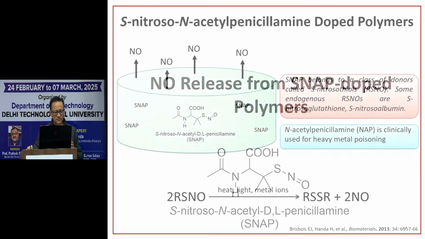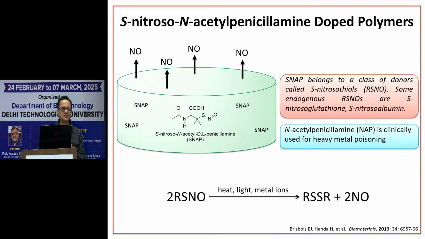Now, SNAP is also synthesized from NAP, or N-acetylpenicillamine, which is actually FDA approved for heavy metal poisoning. So our idea is, if we are using something that's FDA approved and synthesizing SNAP, maybe getting FDA approval might be a little bit easier to go that route.